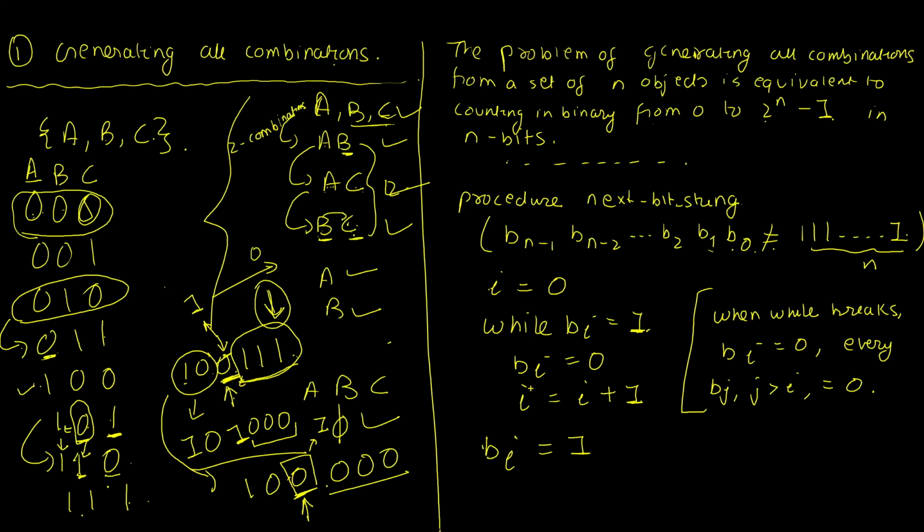And remember, the bigger picture is to be able to see that this algorithm is equivalent to solving the problem of generating all combinations from a set of n objects. So same as before, we can say Bn-1, Bn-2, all the way up to B1, B0 is gonna be the next bit string. Alright, so this is all the formal section of the video.